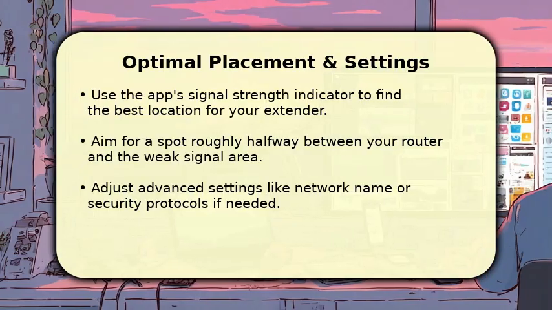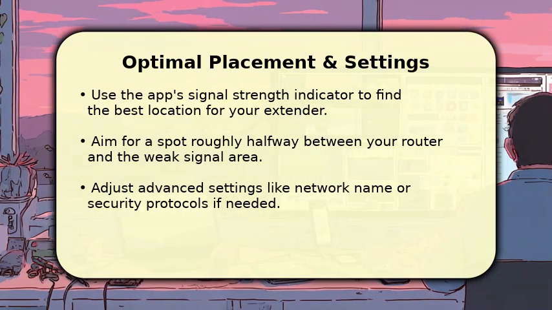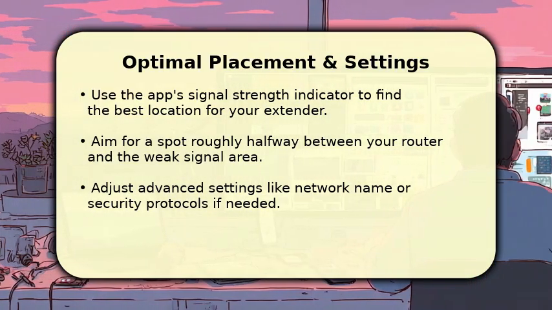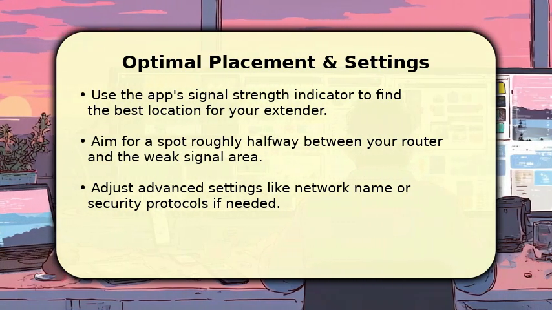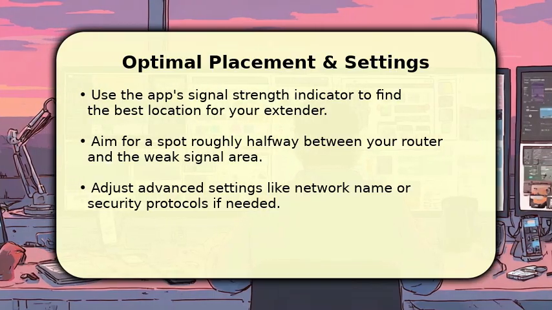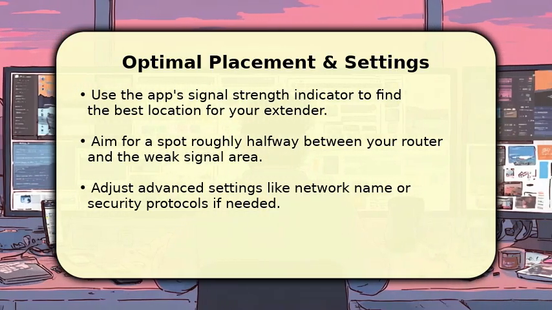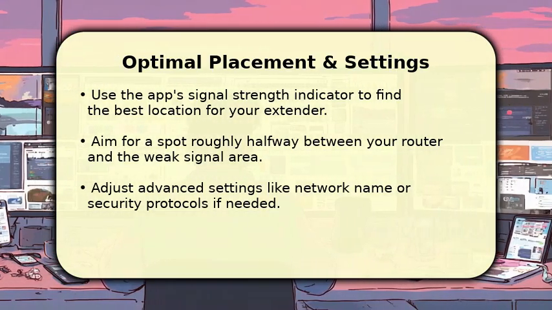Now, use the app's built-in signal strength indicator to find the optimal placement for your extender. A good rule of thumb is to place it roughly halfway between your main router and the area where you need improved Wi-Fi. This ensures it receives a strong signal to rebroadcast.